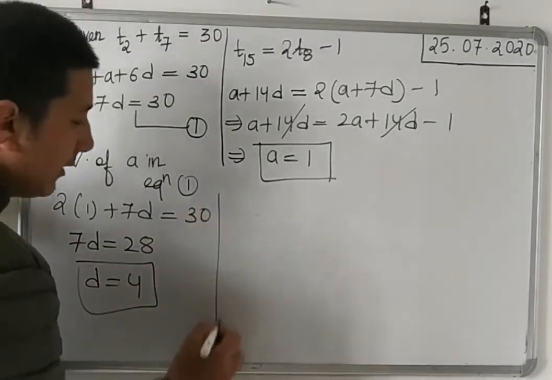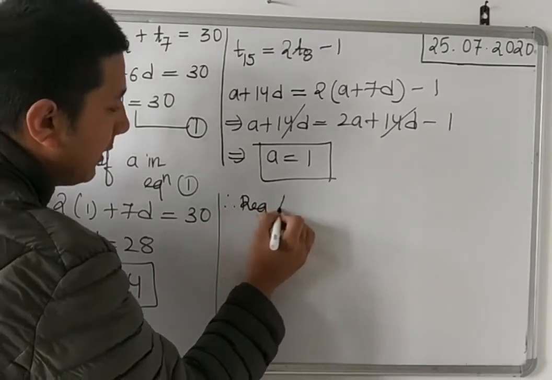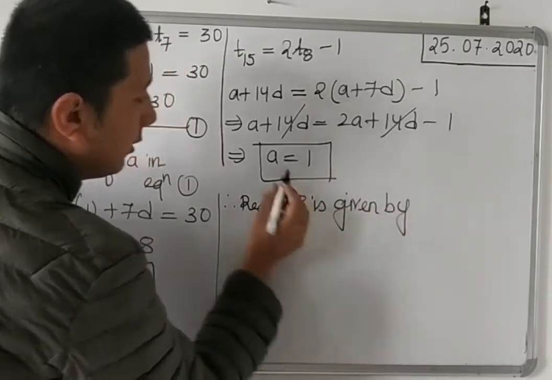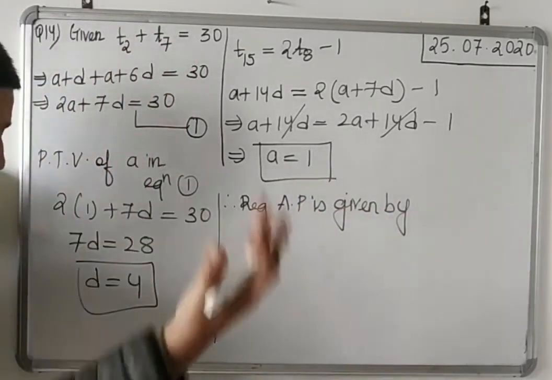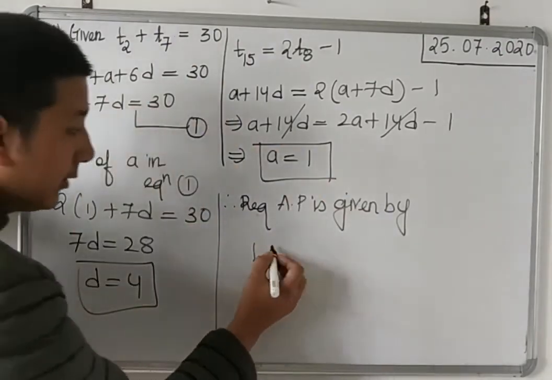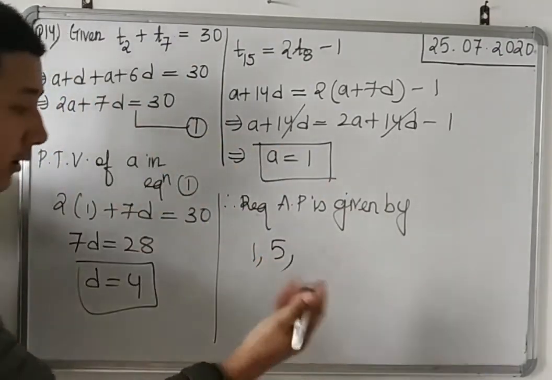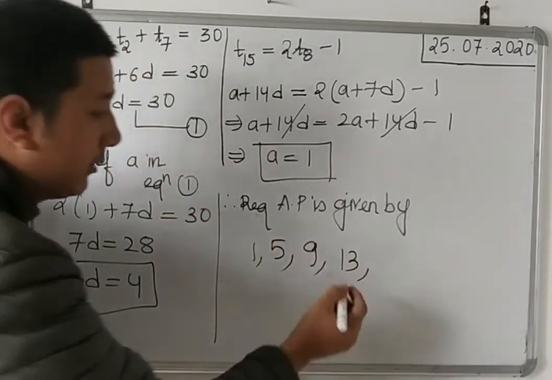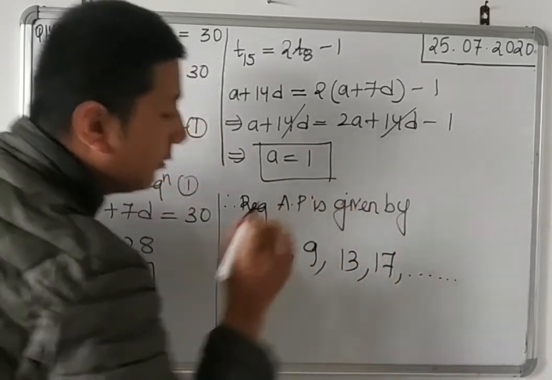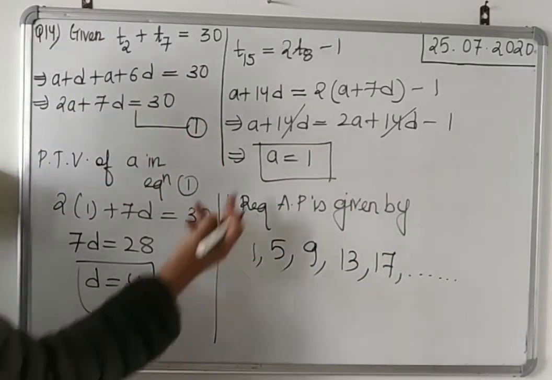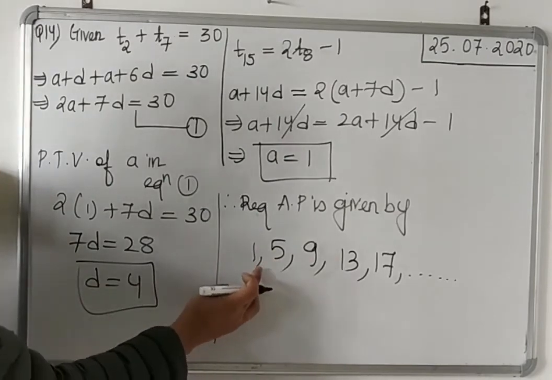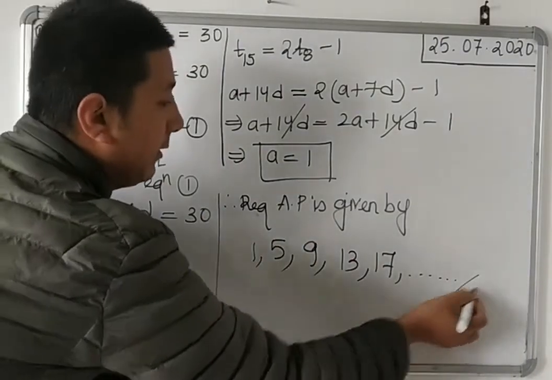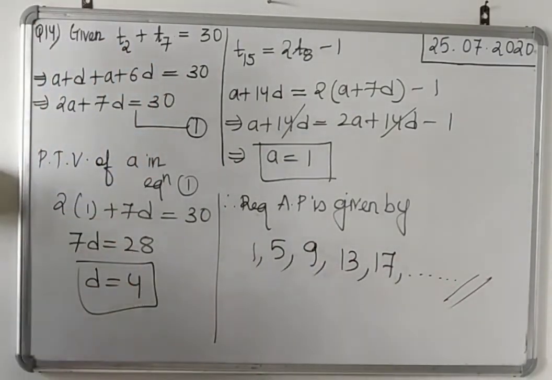So therefore the required AP is given by: what is the first term? First term is 1. Add 4, the second term is 5. Add 4, third term is 9. Add 4, fourth term. Add 4, fifth term, and it goes up to infinity. The reason is that the common difference is 4: 5 minus 1 is 4, 9 minus 5 is 4. The common difference has to be the same. So this is the required AP. Pause the video, note it down. Be clear with the steps.